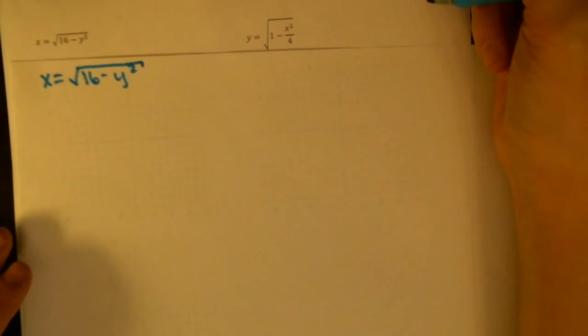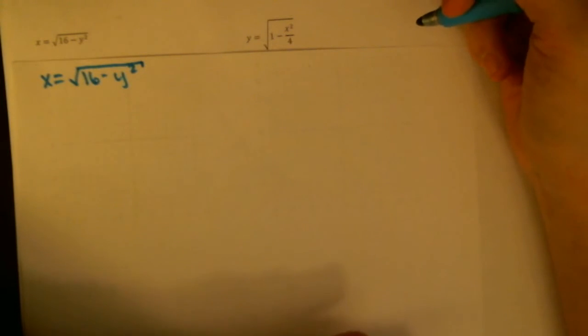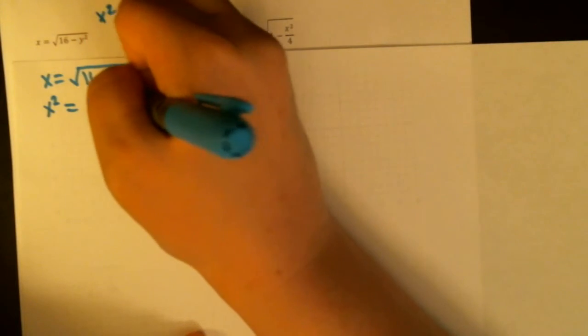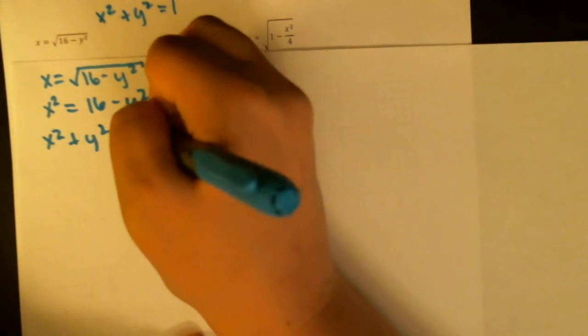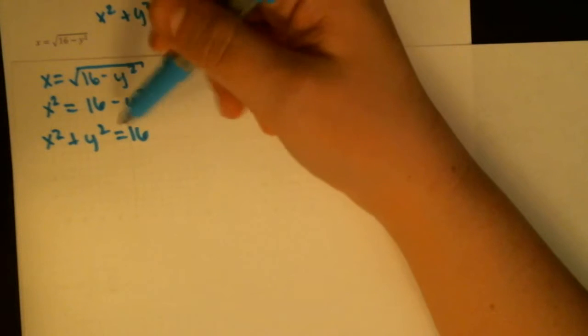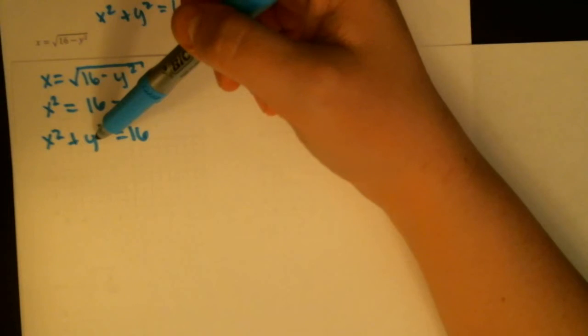So it might not be immediately obvious that we're working on a circle or ellipse, but if you start doing a little rearranging, trying to get it back to look something more like this x squared plus y squared equals 1 type of format, you could square both sides. There's your x squared. And you could add y squared to both sides. So x squared plus y squared equals 16. So if you'd like, you can divide out that 16, or if you remember that x squared plus y squared equals r squared version, you should be able to spot that this is a circle.